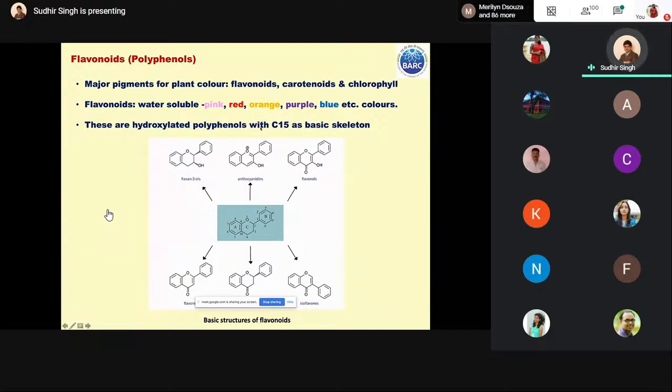And they are basically, chemically you can say, hydroxylated polyphenols with a basic unit like this, and based on where hydroxylation has happened, they can be classified under these 6 classes, including flavonols, and even the chlorophyll is flavan-3-ol, where it is here the position, then flavanones, then isoflavones, and so on.